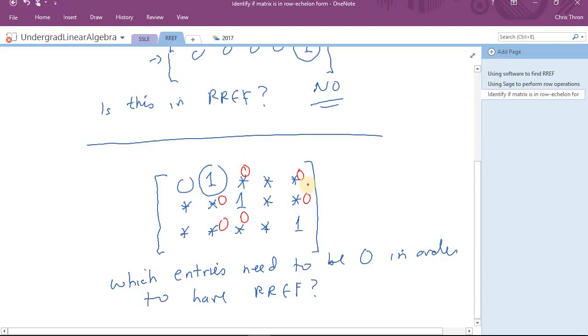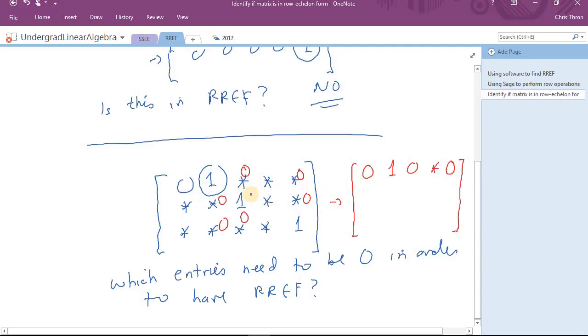Now, what other entries would have to be 0? Well, let's write it over here. So I know that I have 0, 1. I know that this one has to be a 0. This one, so far, I don't know. This one has to, this one has to be 0. Oops. This one has to be 0.